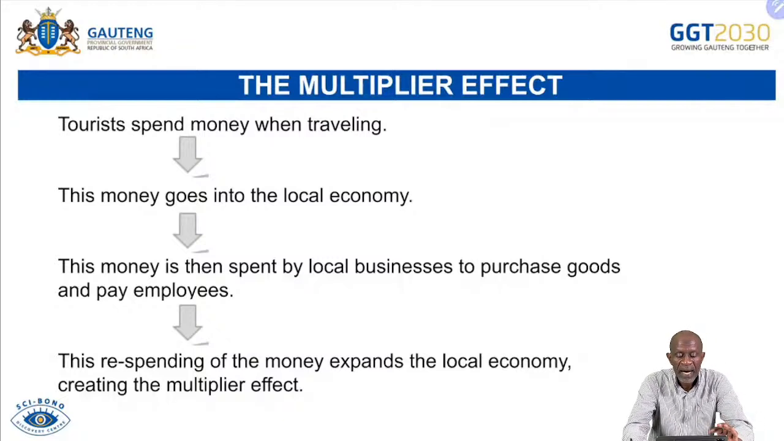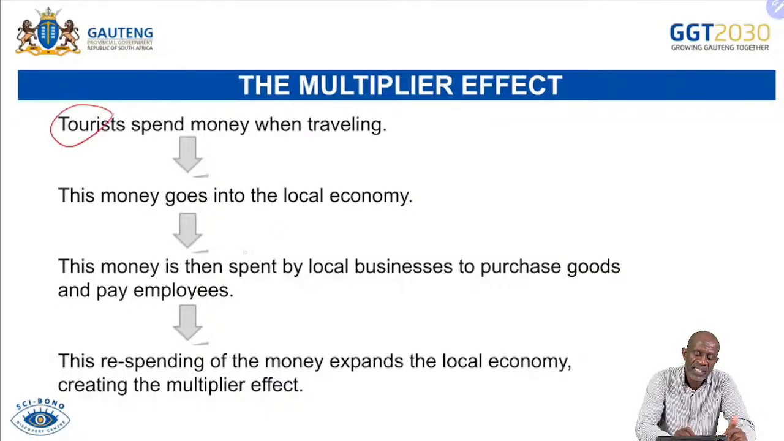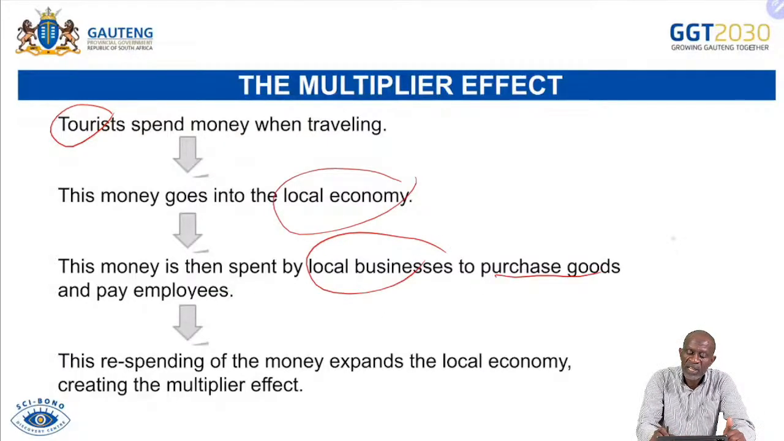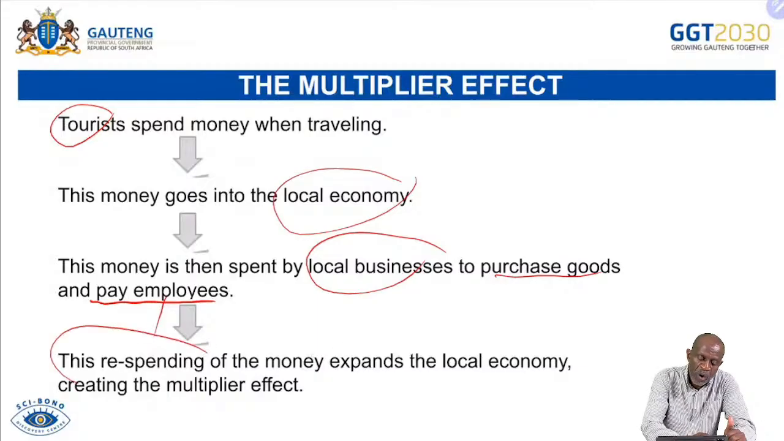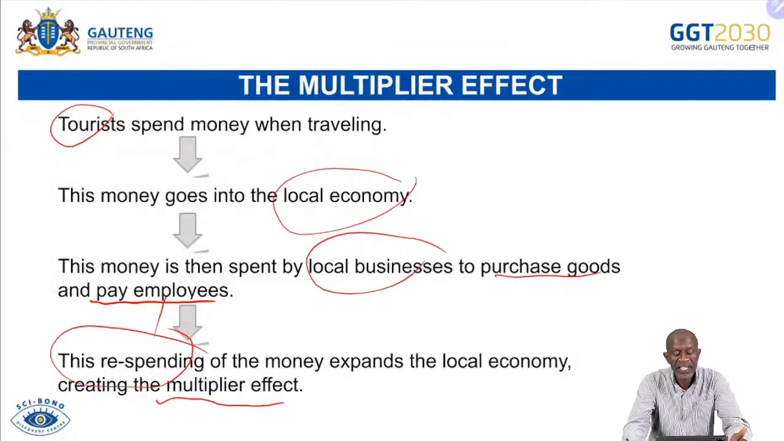That is a step-by-step explanation: we get money from the tourists. This money goes into the local economy. This money is spent by local businesses to purchase further goods and services and to pay for the workers, and the workers will spend their money. So this whole spending is referred to as the multiplier effect, and it has a positive effect of building the local economy.